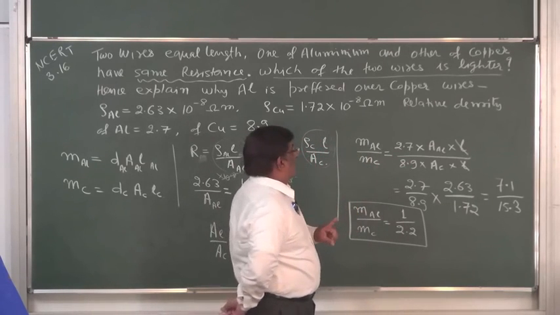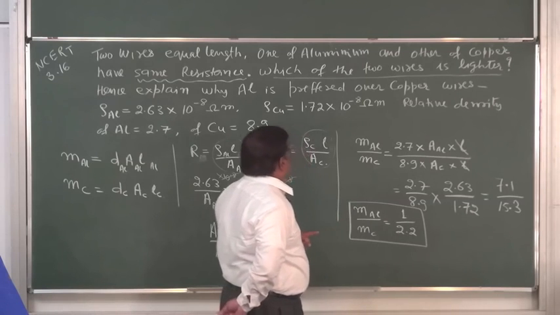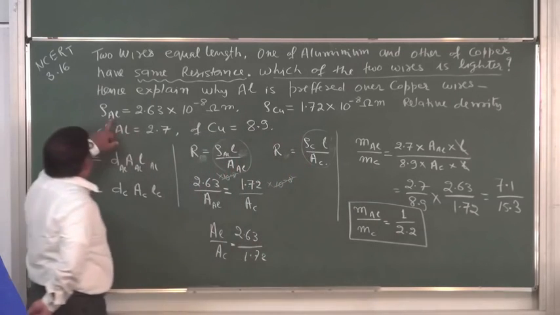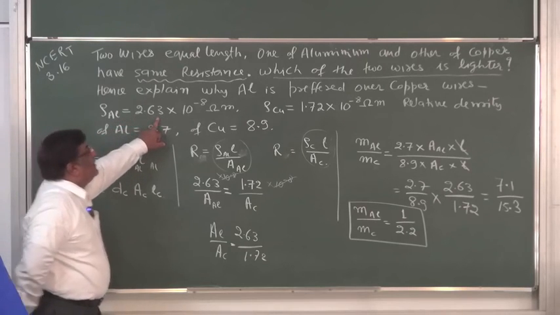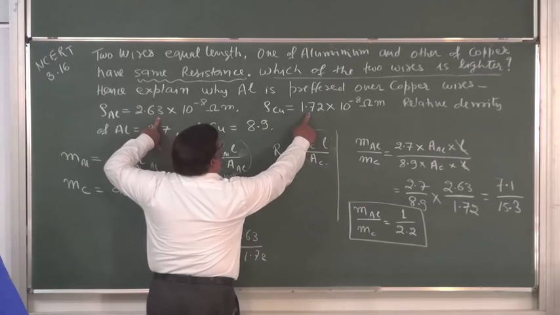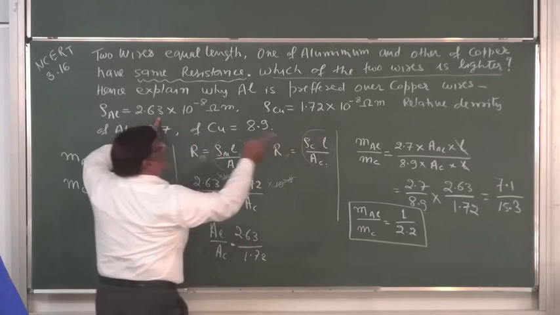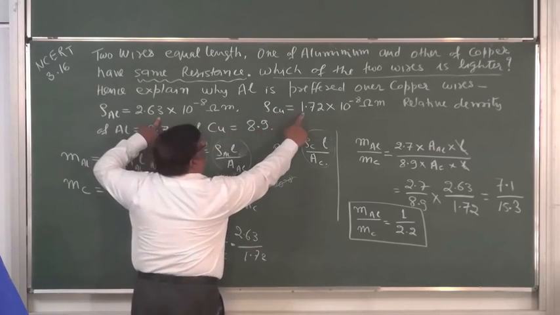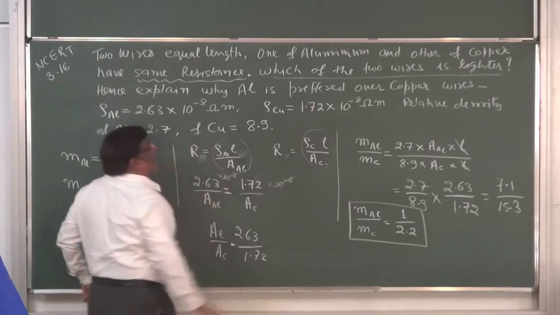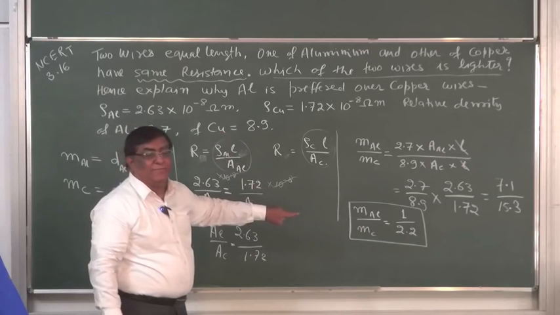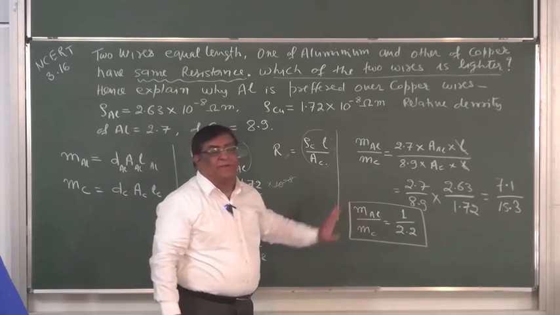जबकि हमको क्या बोला जाता है? The specific resistance of aluminium is this 2.7 और कॉपर का कितना है? 1.72. Which is a better conductor? Copper is a better conductor, क्योंकि इसकी रेसिस्टिविटी कम होती है. Then why do we use aluminium? Because it is cost effective.